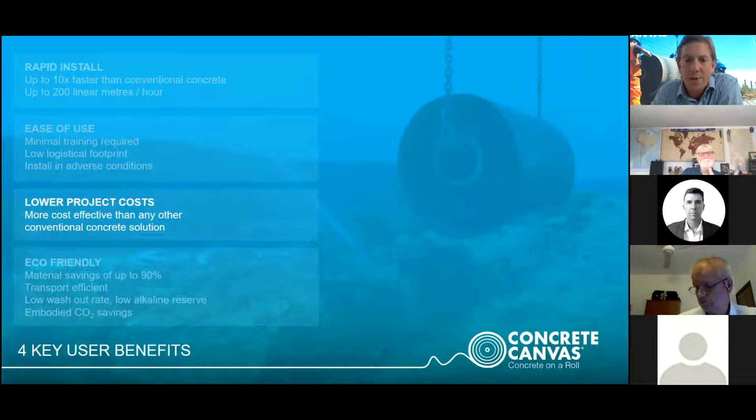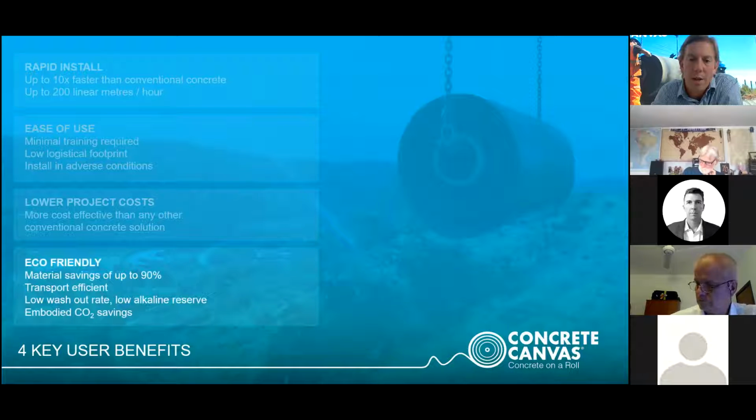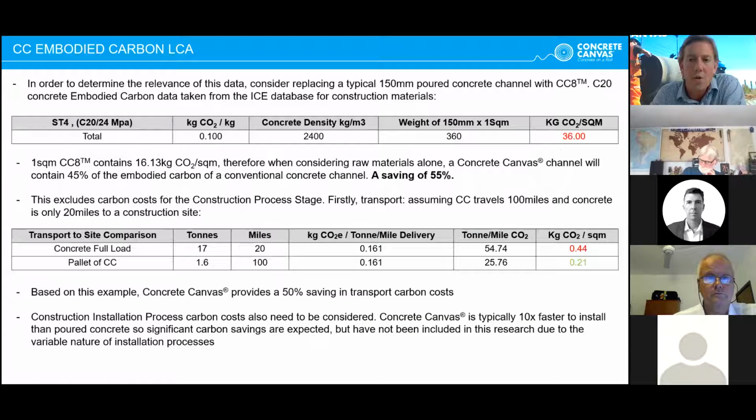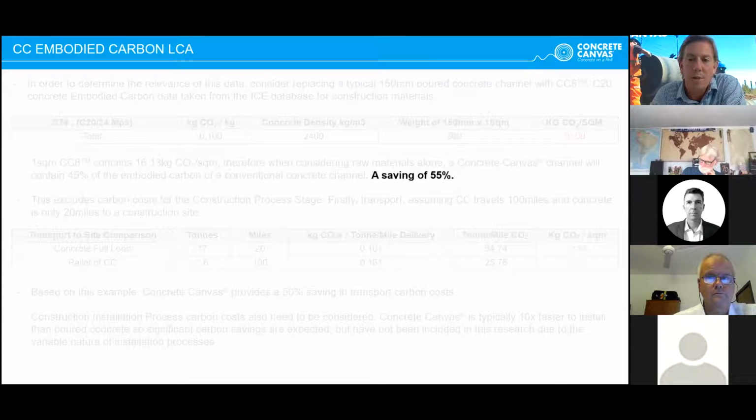And because of the speed and ease of installation, there's also lower project costs. So typically CC provides a cost saving of around 10 to 15% over conventional concrete. And finally, there's an environmental benefit. So partly that is because of the transportation, but mainly it's because of the embodied CO2, because instead of pouring 100 or 150 millimeters of concrete, you're laying now just 5, 8 or 13 millimeters. So we've had an independent life cycle assessment to 14040, and that shows that the embodied carbon life cycle saving is around 55% compared to an ST4 concrete.